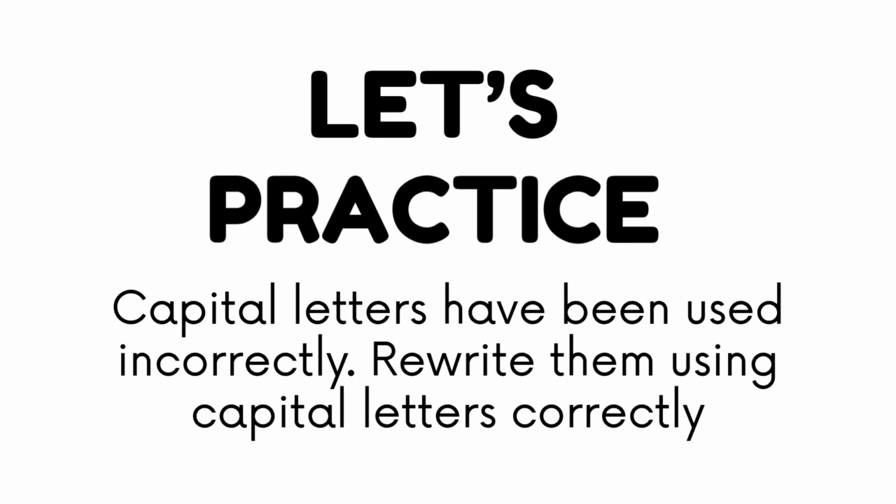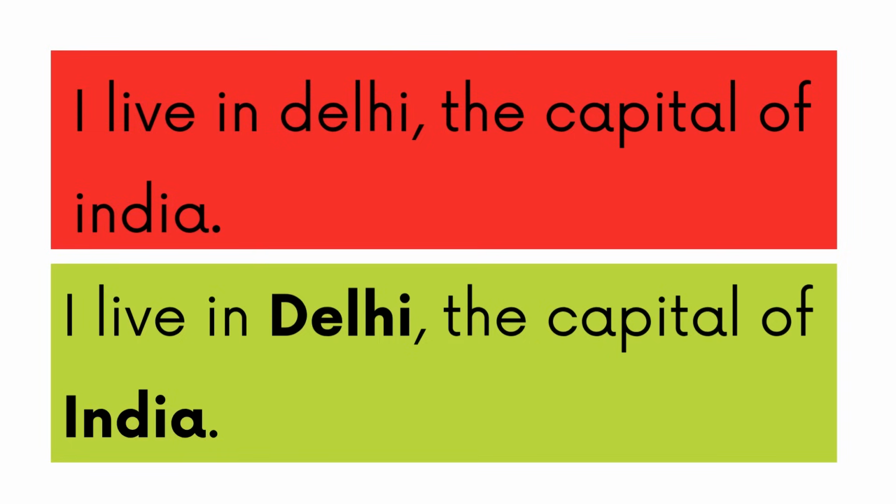Let's practice. Capital letters have been used incorrectly. Rewrite them using capital letters correctly. I live in Delhi, the capital of India. Both Delhi and India are proper nouns and should begin with capital letters. The corrected sentence is written under green highlighter. Delhi, proper noun, name of a city. India, proper noun, name of a country.